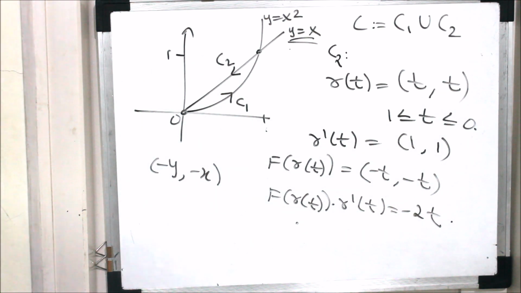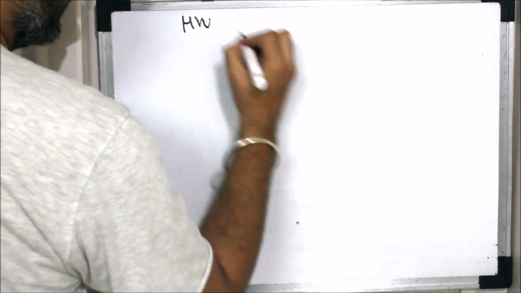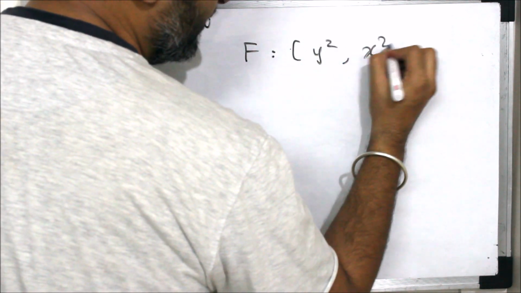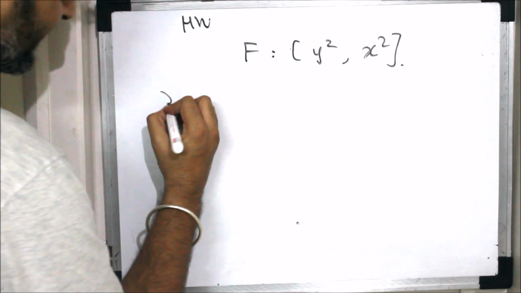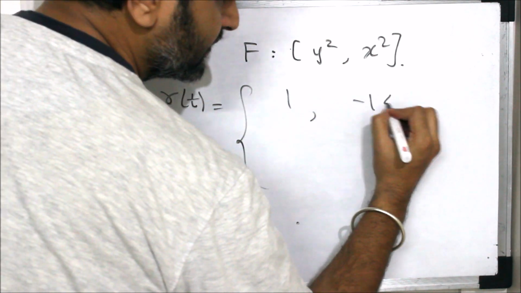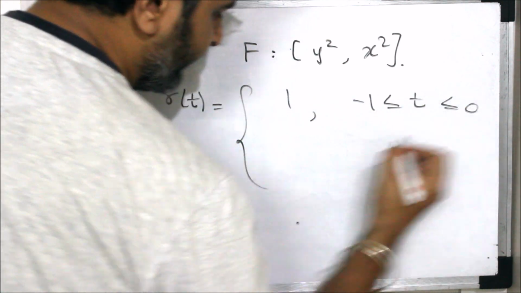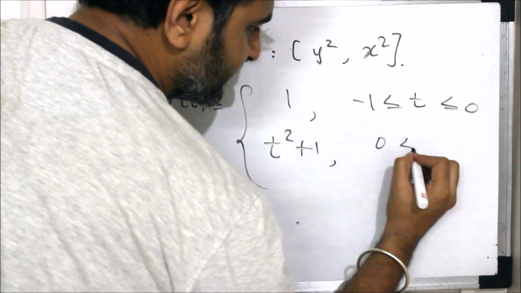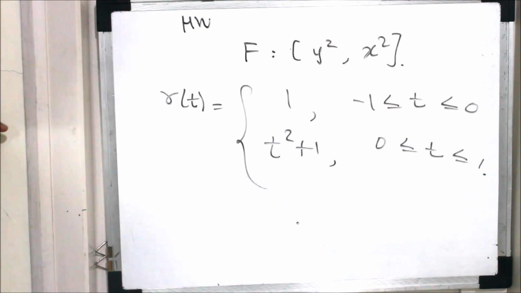So let me give you one final homework, and for practice you can try this question. If I give you f, my vector field, to be say y square comma x square, and suppose my parameterization is r of t equal to 1 for minus 1 less equal t less equal 0, and t square plus 1 for 0 less equal t less equal 1.